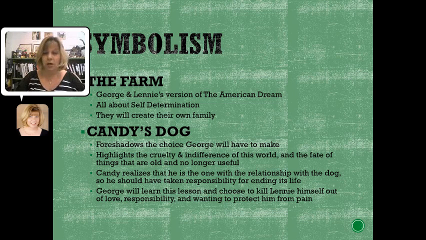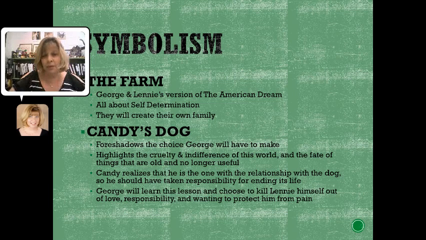We see Candy's dog as a type of symbolism, that whole little incident. I mean, why does Steinbeck even put that in there about this old dog? But it's foreshadowing the choice that George is going to have to make. And it highlights some of this realism again, the idea that the world is kind of cruel and indifferent. This is what happens to things that are old and no longer useful. And this is what Candy is worried is going to happen to himself.